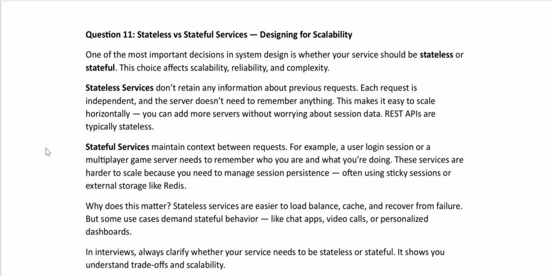external storage like Redis. Why does this matter? Stateless servers are easier to load balance, cache, and recover from failure. But some use cases demand stateful behavior, like chat apps, video calls, or personalized dashboards.